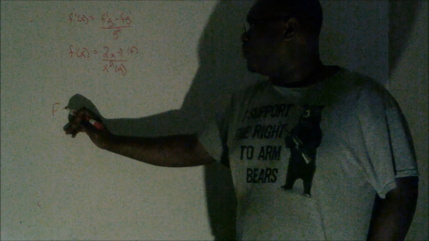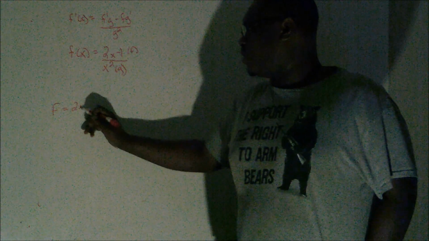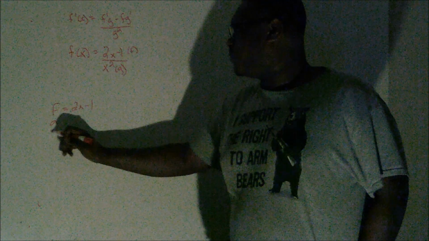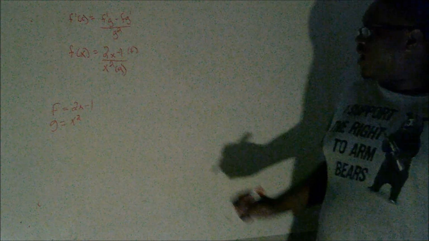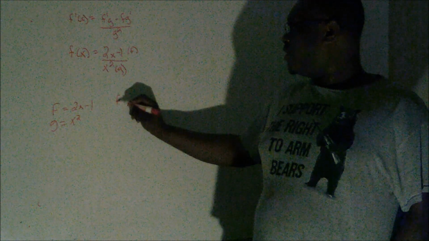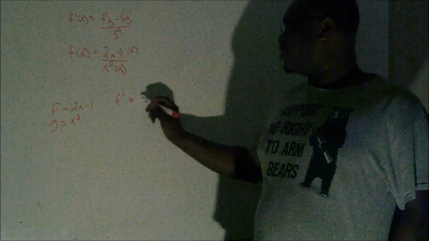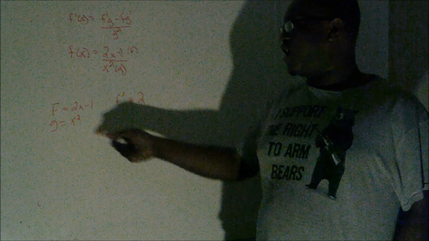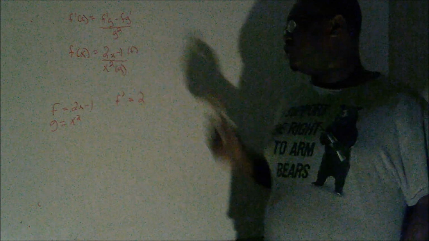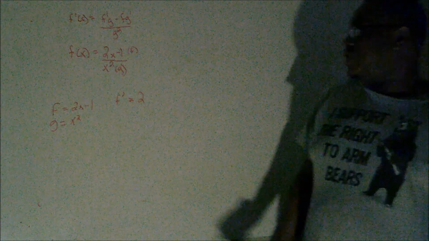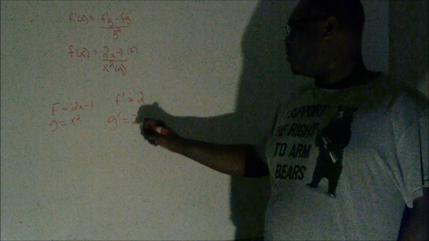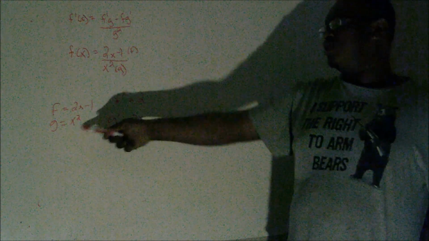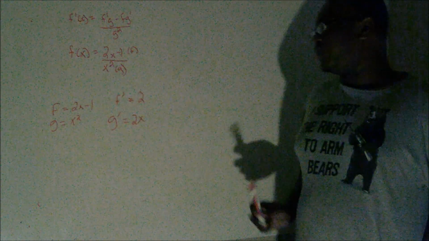So we do a similar thing. We come down here and restate what we've labeled. We say f equals 2x minus 1. We say that g equals x squared. We go ahead and say f prime, the derivative of f, is simply just equal to 2, because the derivative of a constant is 0. Derivative of 2x is just 2. And then we have g, so we know g prime is simply just 2x. We notice that here because the derivative of g, which is x squared, is simply just 2x.